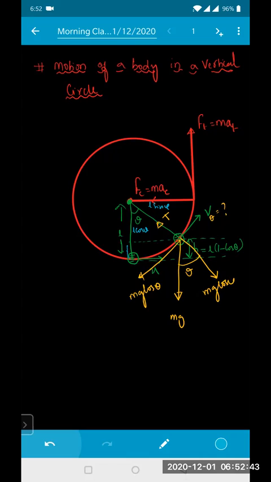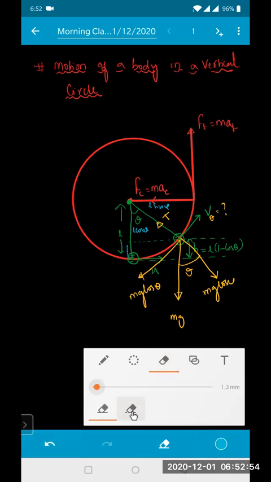Yes. So tension is acting along the string, T. So this one is balancing this mg cos theta. This mg cos theta is balanced. So this will be mg sin theta. So this will be your mg sin theta here. Yes, sir.